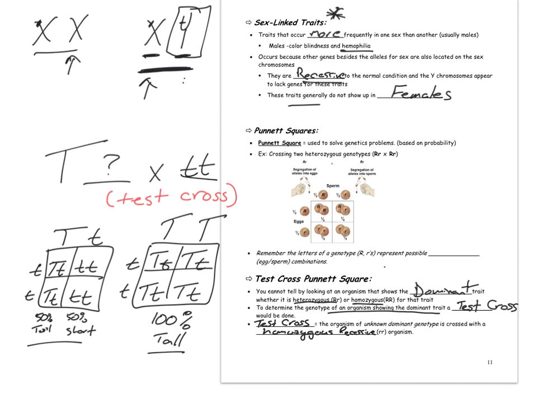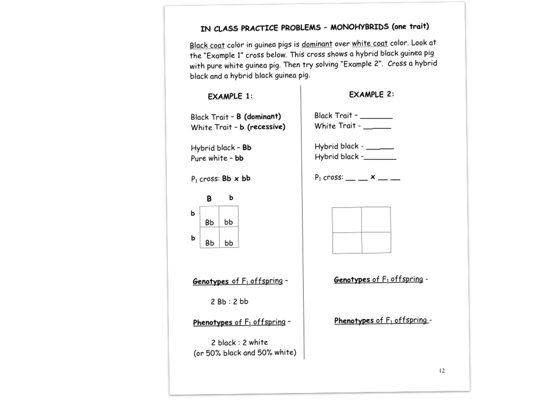I hope that's clear. It's the Punnett square, which we've already covered, and sex-linked traits, and these are the keys to sex-linked traits. Three major ideas you really need to understand. So again, I'm going to go ahead and do this one with you.